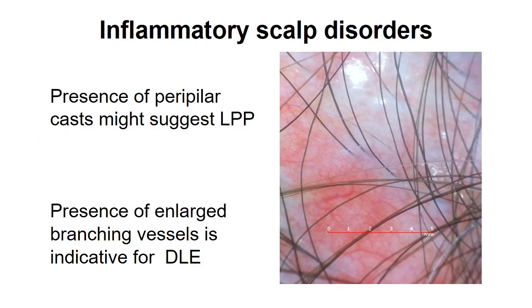Here, for instance, you have a scalp which is very inflamed, and you see some peripilar casts, so you can think this is lichen planopilaris. But you don't see these vessels in lichen planopilaris. So when you have these vessels, you have to think of discoid lupus. Discoid lupus may cause peripilar casts like in LPP, but you have the vessels that make the differential diagnosis.